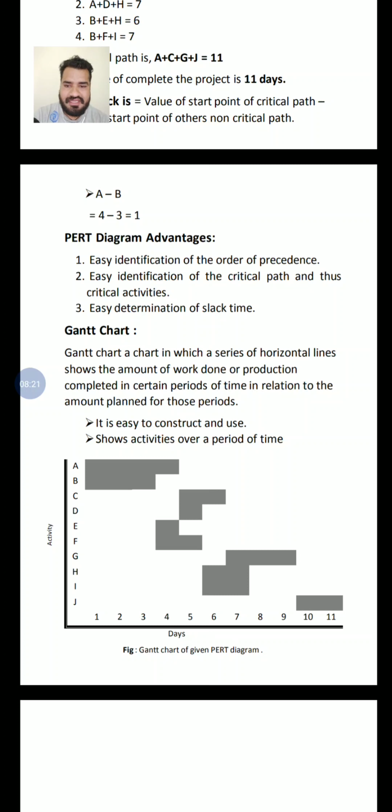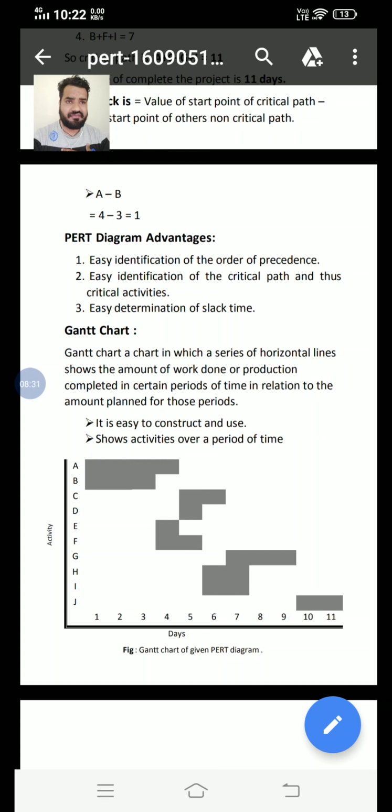These are the activities given: A, B, C, D, E, F, G, H, I. Suppose I want to complete these activities. Like we have learned in the waterfall model and the spiral model, we have different kinds of activities on a project. We have a requirement analysis phase, a design phase, a coding phase, and a testing phase. So those are the types of activities, and on the bottom part we have the number of days.